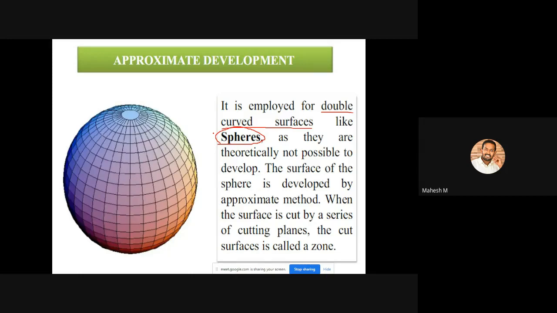Okay. So the final diagram, this also will not come in our topic. Okay. So in these four methods, we will be discussing only parallel line and radial line. Okay. So any doubts?